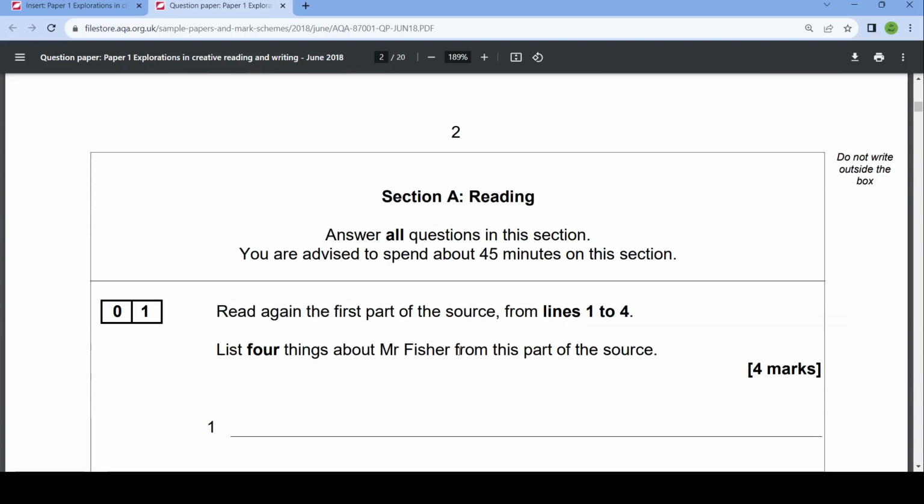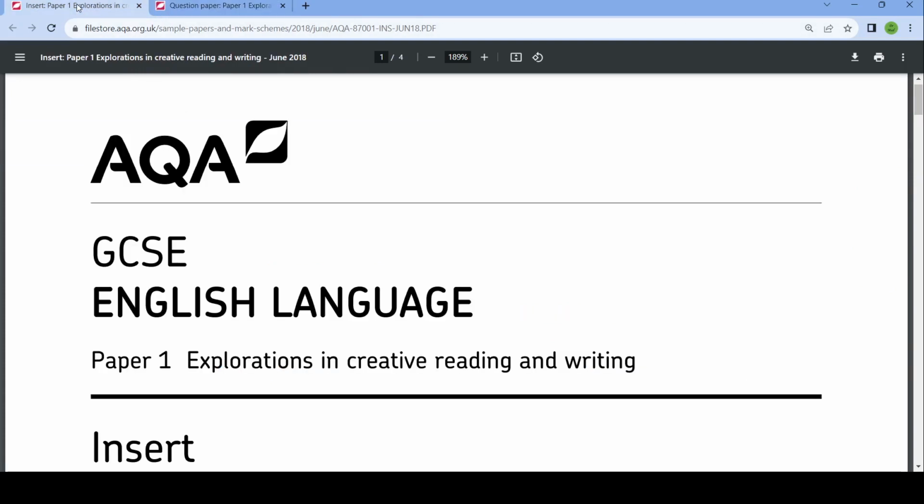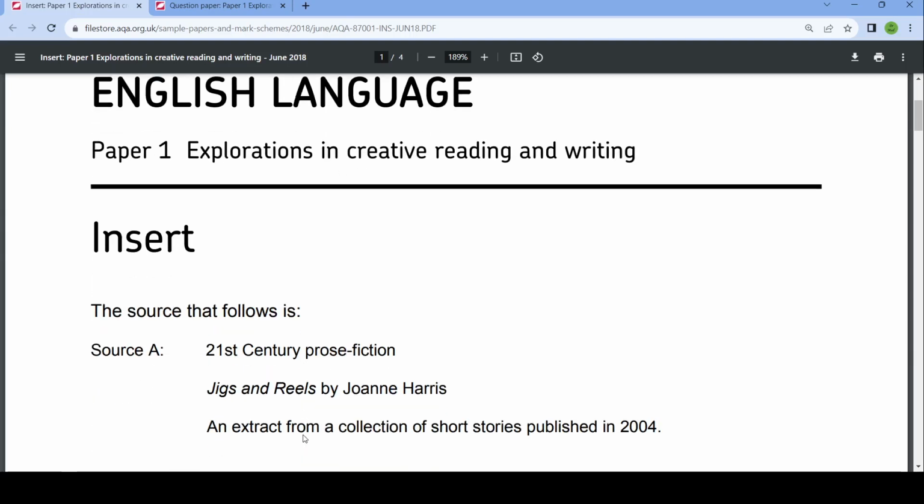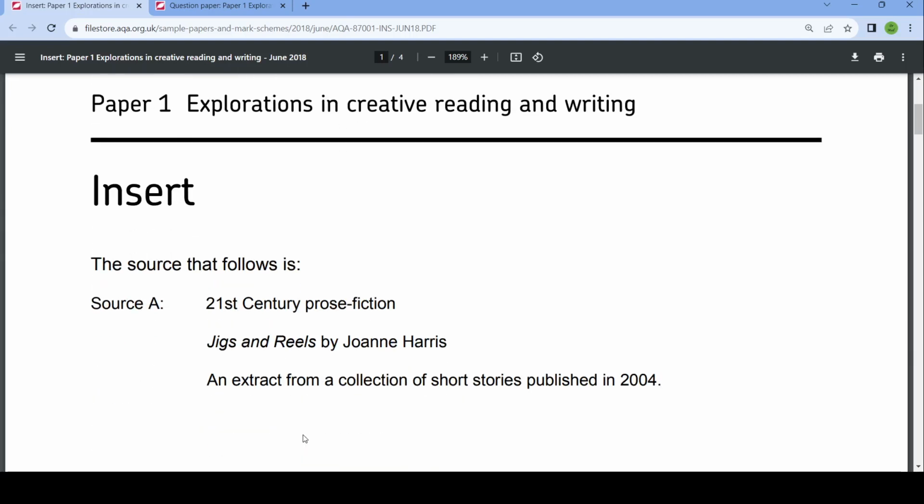Okay, so before we look at the questions, let's have a look at the actual insert. So what I would advise is that you actually read the insert first. And it doesn't give you much information. So use the information that they do give you.